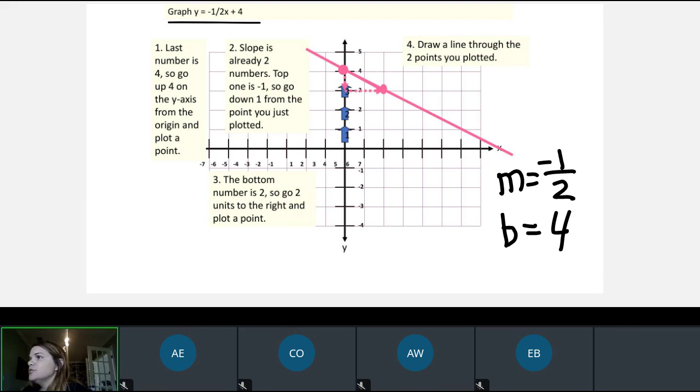So what I'm going to do, first step is to graph the y-intercept. I'm going to come up to +4 on the y-axis. This is our y-axis. It goes up and down. And I put a point. Now I'm going to use my slope. So I'm going to go down 1, okay, because this was a -1 on the top. So down 1 and then to the right 2 times. And I put another point. And then I'm going to draw my line. And that's it.